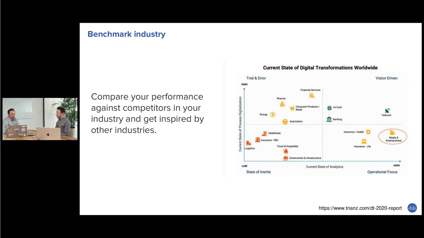Yeah, absolutely. And so this is one study that looks at the current state of analytics on one axis, and the state of digital transformation on the other axis. You see industries like media and entertainment are very advanced in the use of analytics, and that's also what we see, while other industries like travel or logistics or insurance are a little bit less so, right? If you're in one of those industries that are not so advanced, you can always try to get inspired by the industries who are. There's a lot of margin for growth and for improvements. Absolutely. Lots of opportunities.